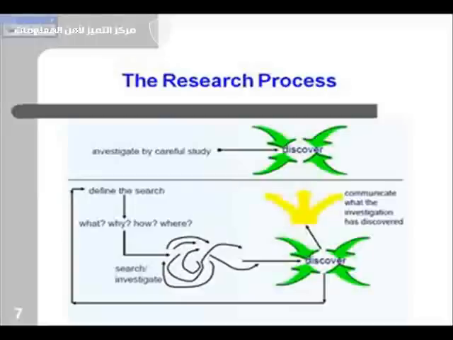Okay? So whatever you discover, the very important thing is to communicate with the community, with the people, to publish it. If your research is not published, if you have not published your paper, if you have not filed your patent, then what is the benefit of doing research? You have to publish it, you have to present it, you have to file it somewhere, right? You have to archive it somewhere. So this is very important also. After discovering, you have to communicate your investigation with the people, right?